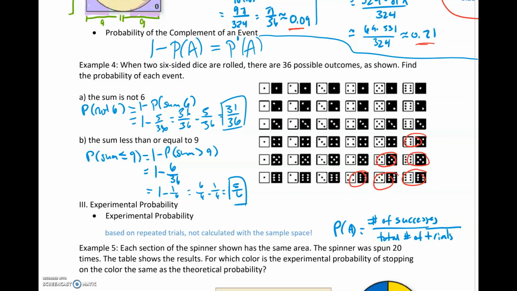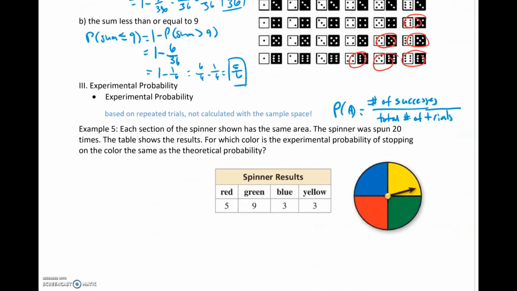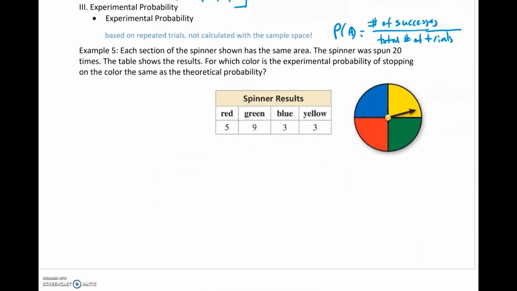All right, so if we take a look at the last example, to wrap up this first set of notes on probability, each section of a spinner is shown here, blue, yellow, green, and red, and the spinner was spun 20 times. So the table shows our results of our 20 spins. For which color is the experimental probability equal to the theoretical probability?